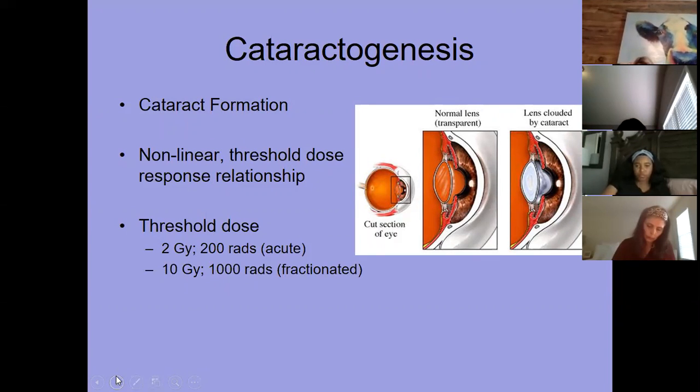So cataract formation follows a nonlinear threshold dose-response relationship, which is basically similar to other somatic effects. Its threshold for an acute exposure is 2 gray, but for a fractionated or a longer term exposure, 10 gray. And it's important to note that radiation-induced cataracts are very uncommon. So this is not an effect that has been seen broadly.